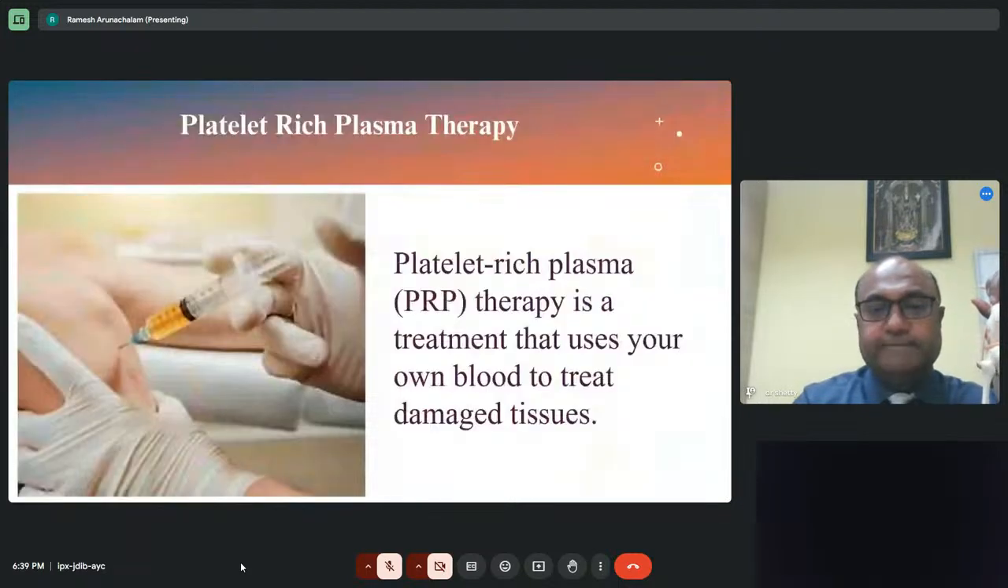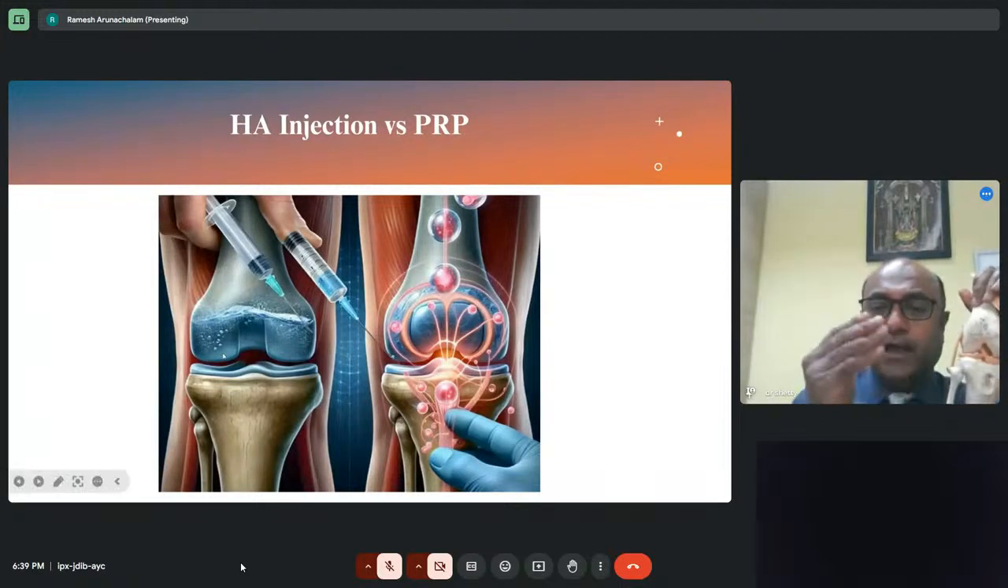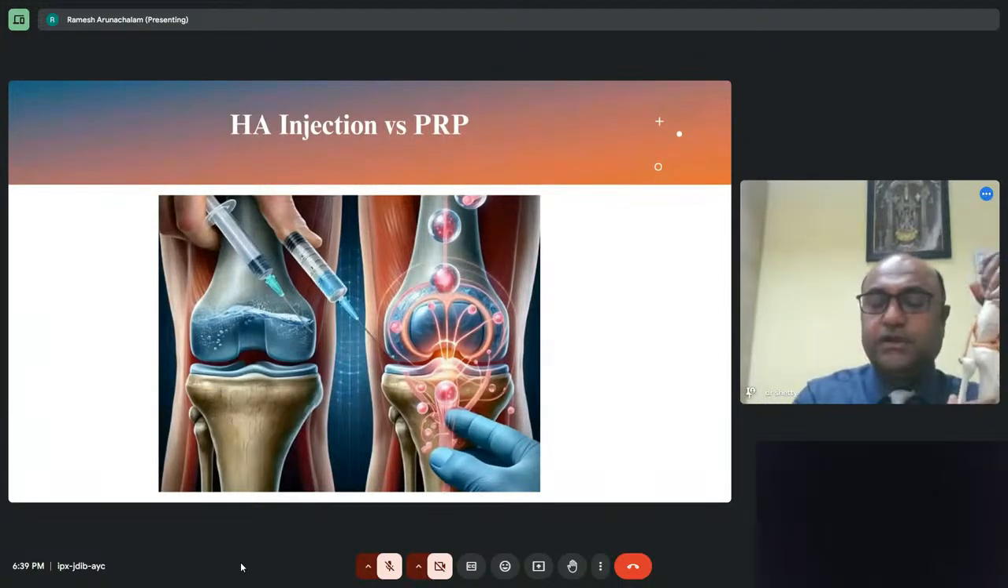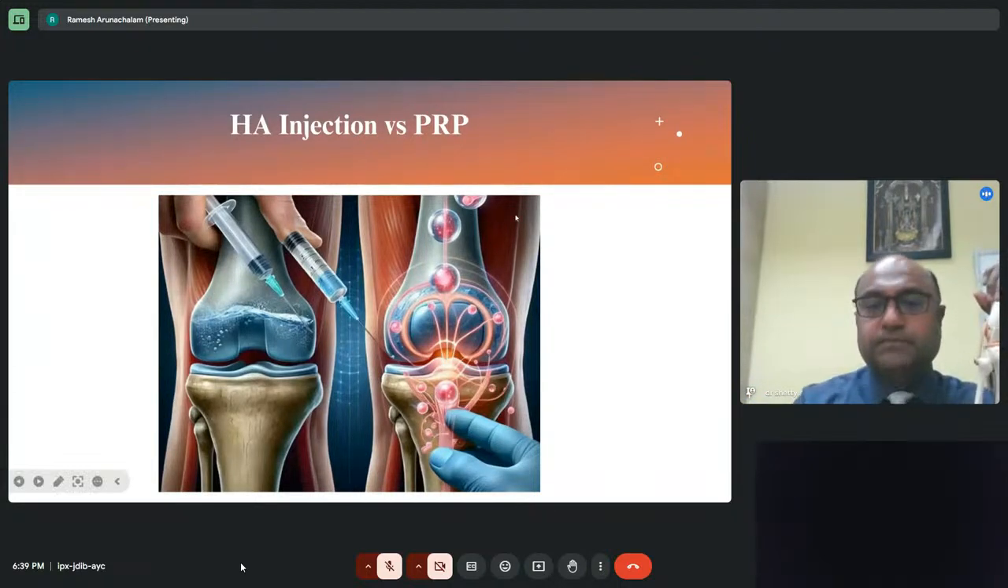Next. So we discussed about this. Next. So between HA and PRP, the main difference is hyaluronic acid is the gel. So arthritis reduces the gel of the knee. So the hyaluronic acid replacement can help you. Both of these can help grade 1, grade 2 arthritis patients to manage for a few years before their knee becomes completely damaged. So they are one more additional treatment option along with everything that we have discussed to help you tide over pain.